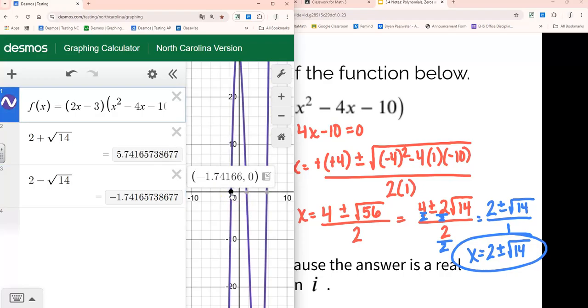So as long as it's multiple choice, you can get around having to actually know how to do that just by graphing it and looking at the decimals and then matching it with your answer choices for that.